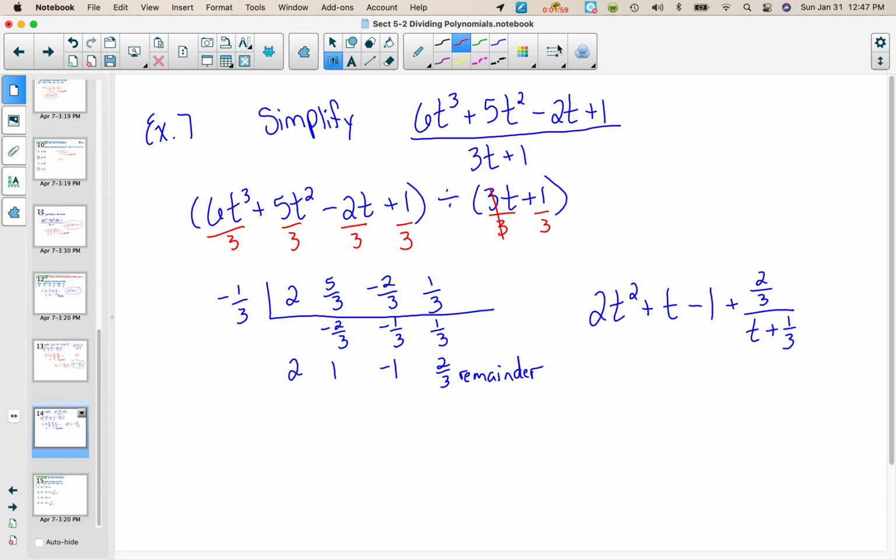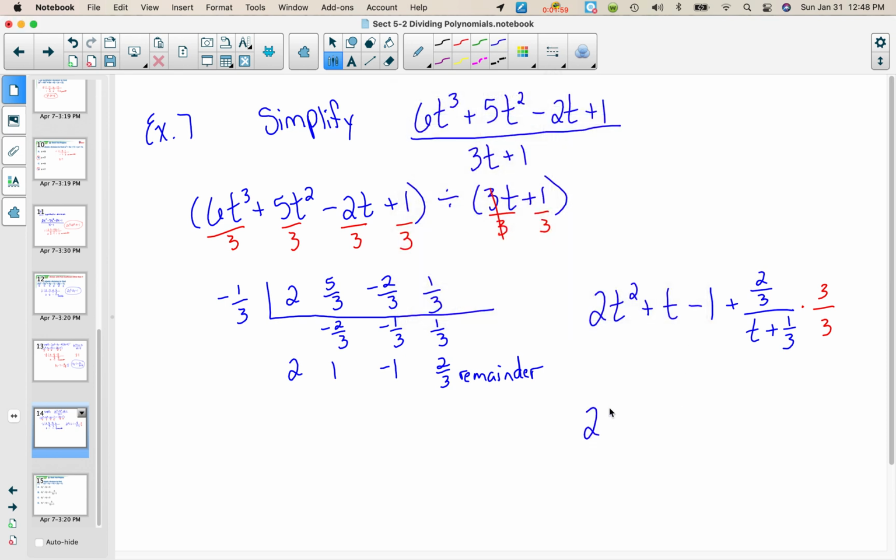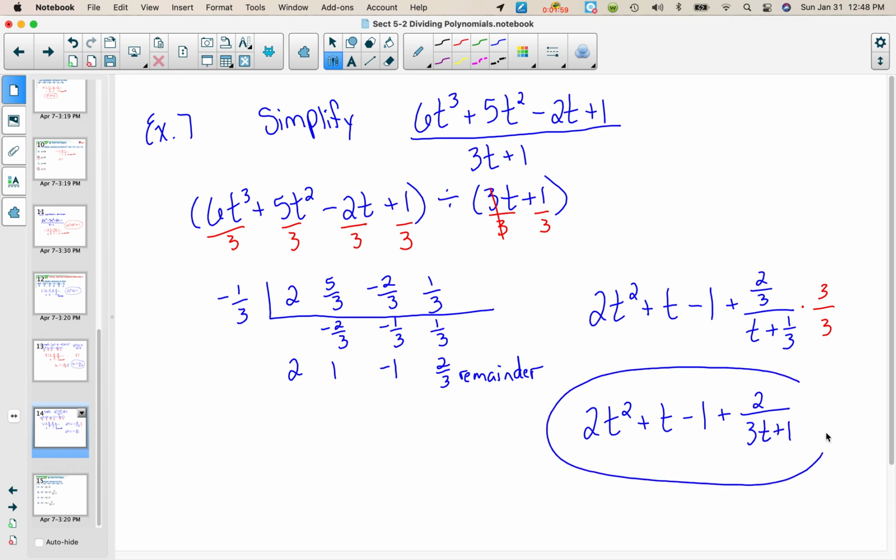So now, just like we did in the last problem, this time I'm going to put the 3 back. So I'm going to multiply for my remainder term only, multiply top and bottom by 3. And when I do that, I'll have 2t squared plus t minus 1. So here I'll have, now notice here the 3's cancel, so I'm not going to double this and make this a 6. The 3's cancel, which just makes this a 2. And then when I put the 3 back, I have 3t plus 1, which is what we originally had. So this is how I would write my answer.